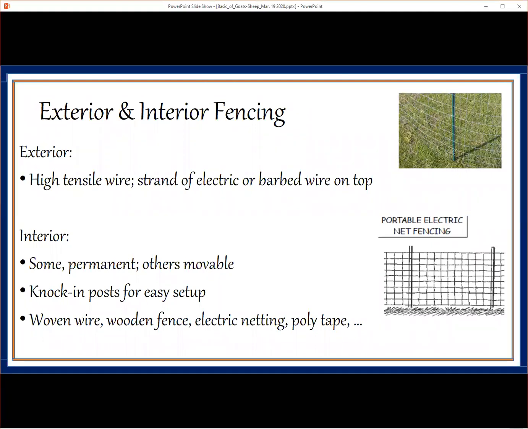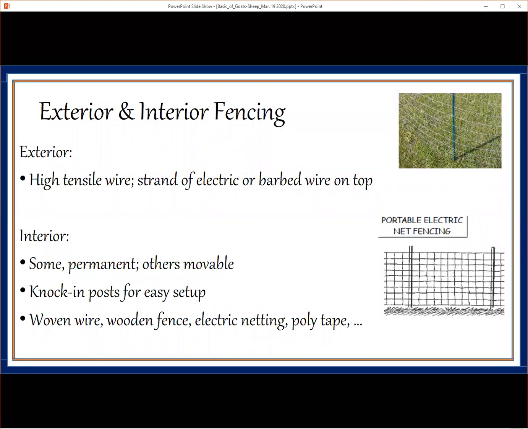Okay. When we fence, we have to consider both exterior and interior fencing. Exterior fences are permanent and usually made with high tensile wires. Now that's okay with bigger ruminants like cattle. But when it comes to sheep and goats, you want to go with woven wire, as shown at the bottom there, to keep out smaller predators and also to keep, especially the goats, in. They know how to go through other types of fences.